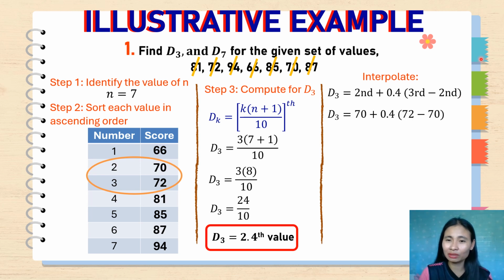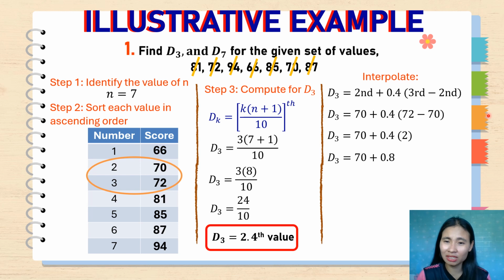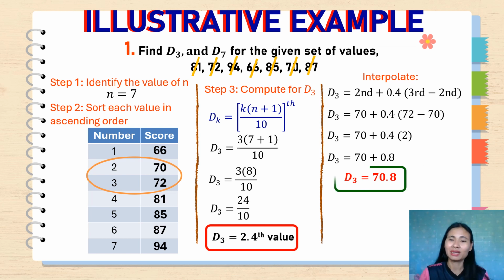So this will be equal to, the second value is 70 based on the table, plus 0.4 times, our third value is 72 minus 70. So this is equal to 70 plus 0.4 times 2, because 72 minus 70 is equal to 2. And 0.4 times 2 is equal to 0.8. So 70 plus 0.8 gives you 70.8. So 70.8 is what we call our third decile, or D sub 3. Okay?